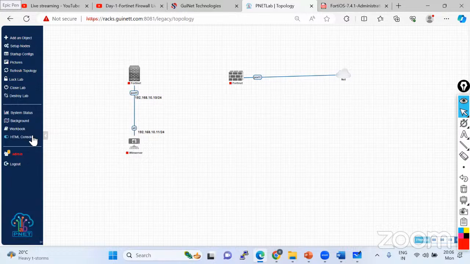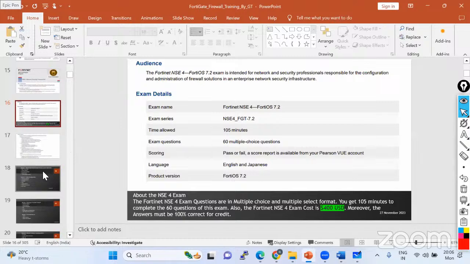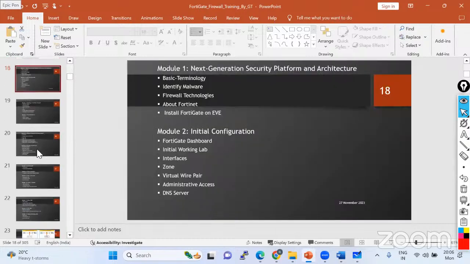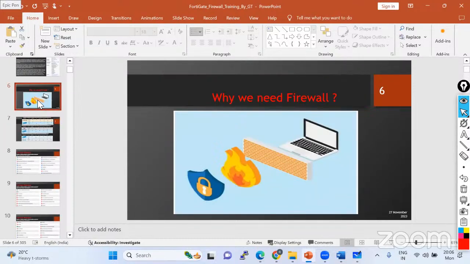So today we'll move one step ahead apart from this lab part, and we'll start from module one. But before module one, we just have to understand a few concepts, right? If someone asks you why we need a firewall, we have to explain it in layman language. You should have clear communication, so they can understand the actual need of the firewall.